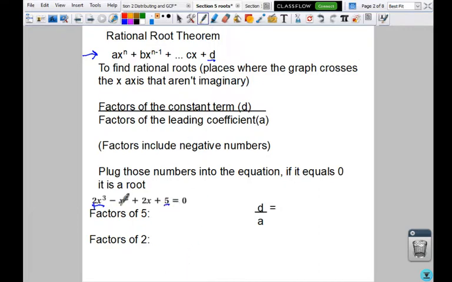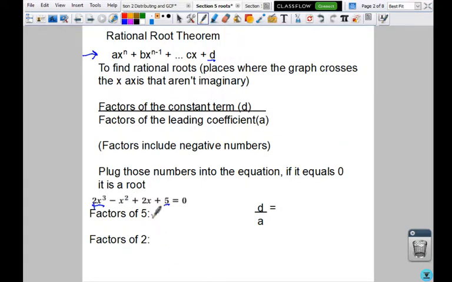when I look at these, I can find rational roots by taking factors of my constant term, which is this d, and dividing it by factors of my leading term, which is a, and if I plug those back into my equation, I can find zeros. Which is really confusing, I know, so we're going to do an example, because you're going to see how it works.